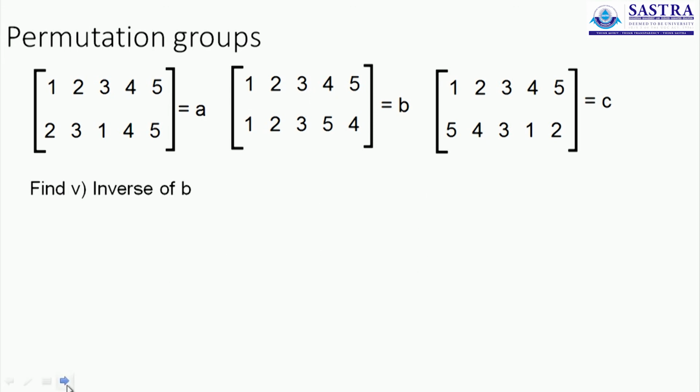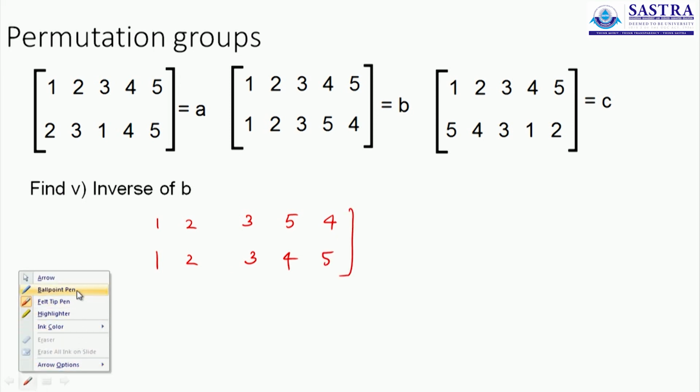What's the inverse of B? Inverse of B is always interesting. Let's try and find the inverse. We'll just flip the rows first. You'll have 1, 2, 3, 5, 4. That's the bottom row. And 1, 2, 3, 4, 5. That's the top row.